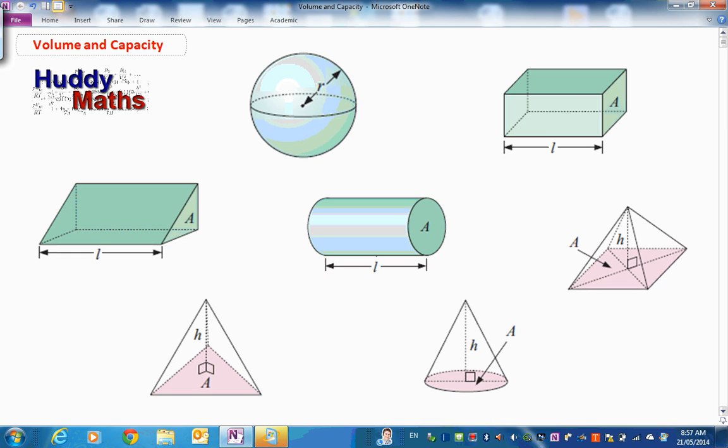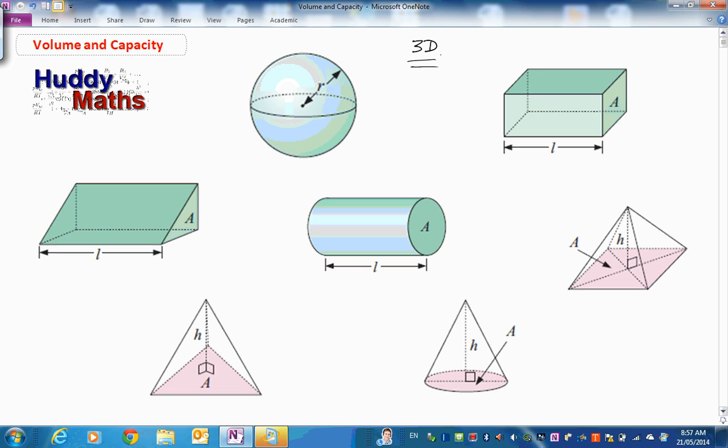Last unit on measurement, this is volume and capacity. I wonder if you know the difference between those two. Well, we're going to find out. A volume is the amount of space contained within a three-dimensional object. So we are going into 3D land here.